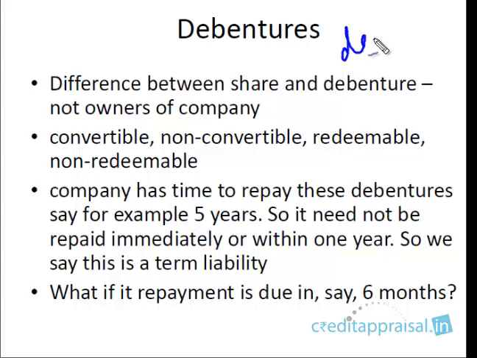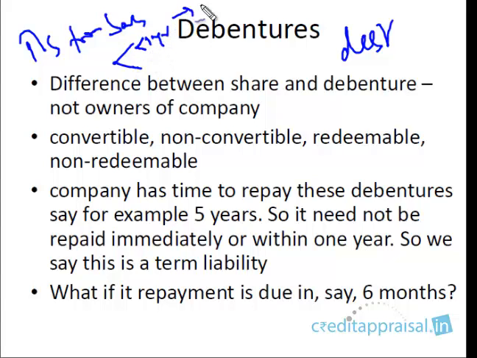Since we said it is a debt, how did we classify term loans from banks? Banks have given some term loans, so they will be classified based on the repayment period. If some amount is due within 1 year, we classify it as a current liability. If some portion falls beyond 1 year, it is going to be a term liability.